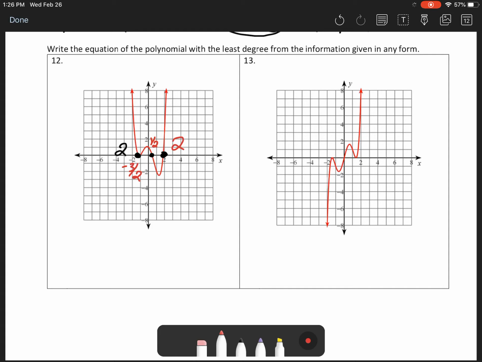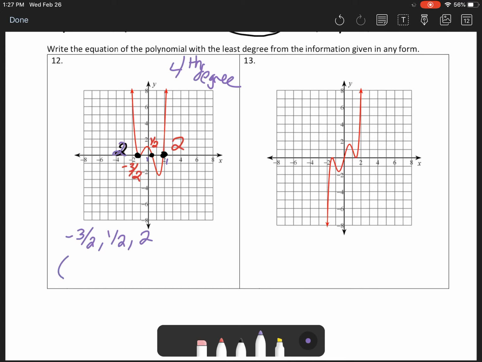Knowing this, my multiplicity is going to be a little bit different. So my multiplicity for the first point is 2, this one is 1, and this one is 1. So I know that this is going to be 4th degree. And when I write it out, here are my zeros. My zeros are at negative 3/2, positive 1/2, and positive 2.